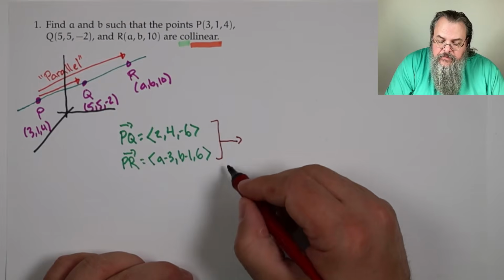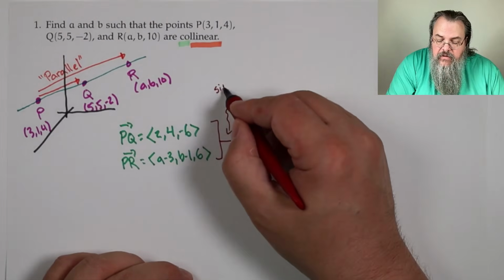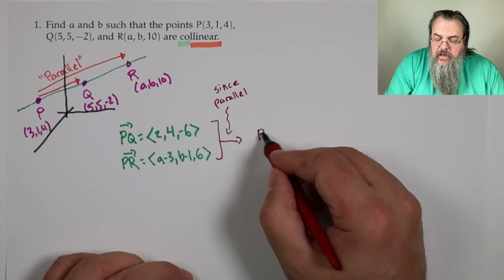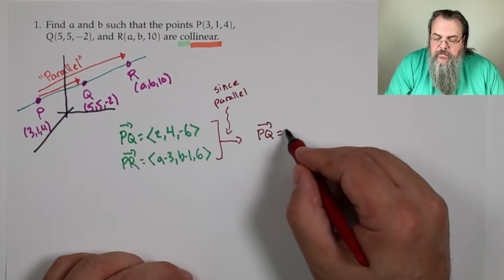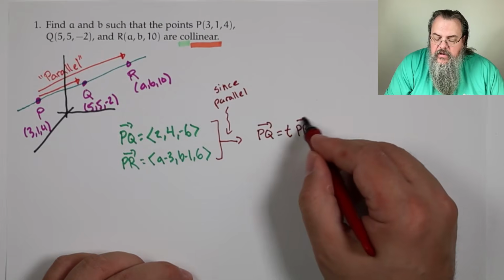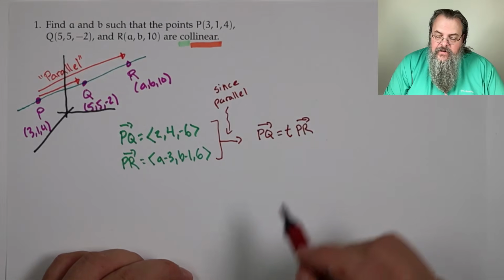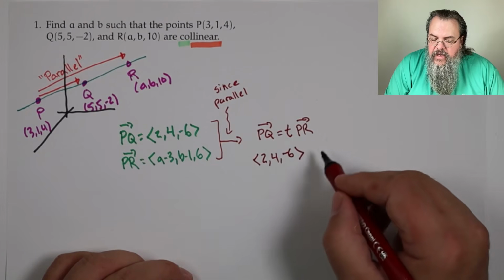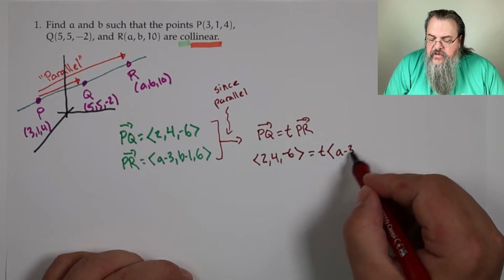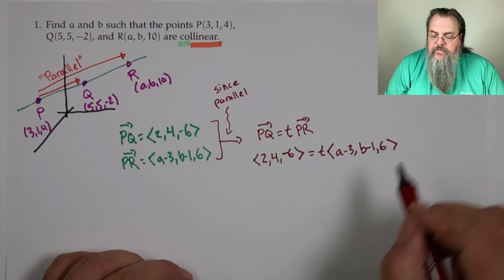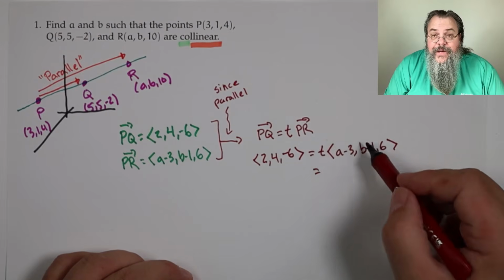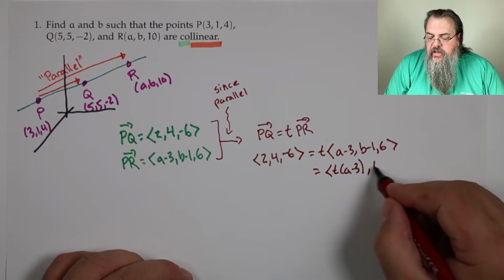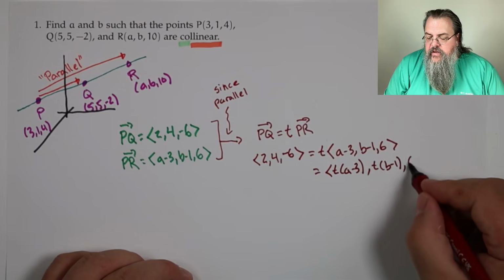Now, since parallel, we'll make a little note here for ourselves. Since parallel, we know that this vector PQ is some multiple of PR. I said P times Q, PQ. And, okay, well, what does that tell us? Well, it tells us that (2, 4, -6) is some multiple t of (a - 3, b - 1, 6). And you can move that scaling factor in. So that's t(a - 3), t(b - 1), and 6 times t.